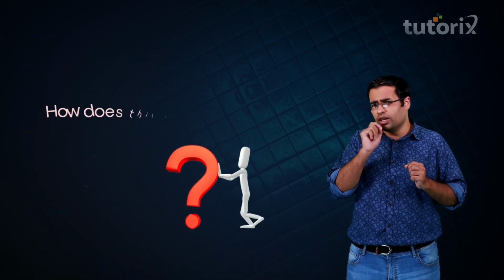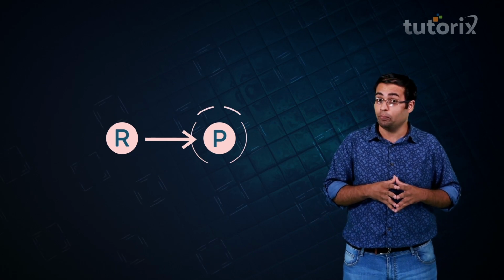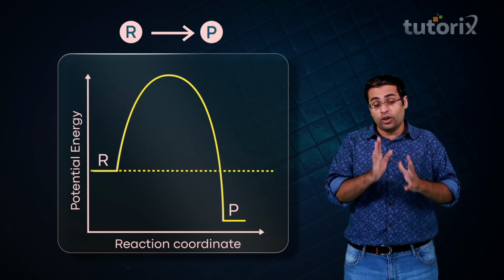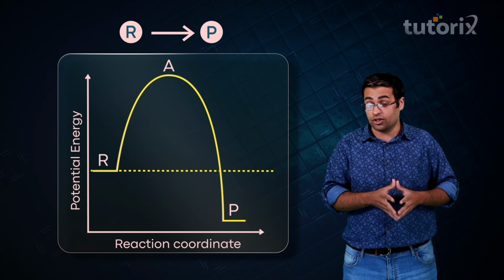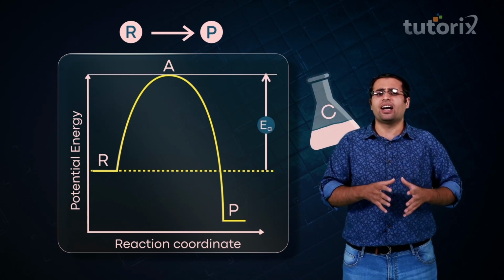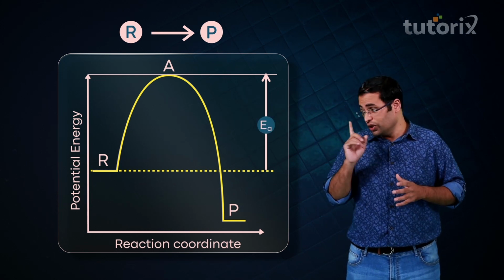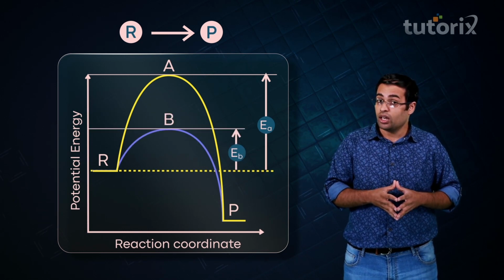So another question now arises, and that is, how does this process exactly happen? Well, to understand that, think of this reaction where R forms product P, and the energy diagram of this reaction is shown here. You will notice that here, the activated complex A is formed by the activation energy EA, right? Now suppose in this reaction I add a catalyst C. Then the activation energy is reduced to EB and results in the formation of activated complex B.